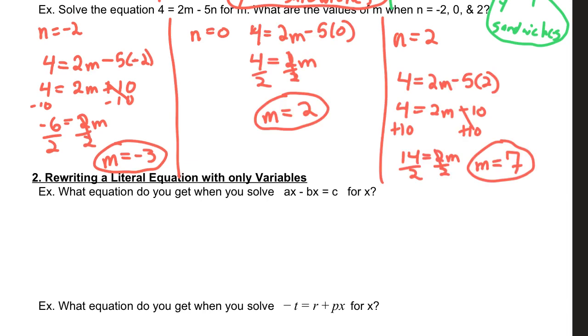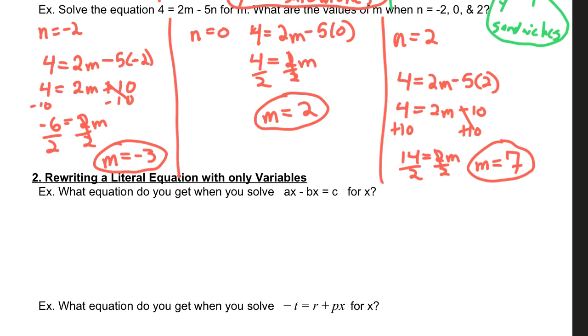Okay, so to continue on, solving when n is 0, I substituted in 0. I got 2m minus 0, which is just 2m. So I only had a one-step equation there. I just divided both sides by 2. I got m was 2 when n was 0.